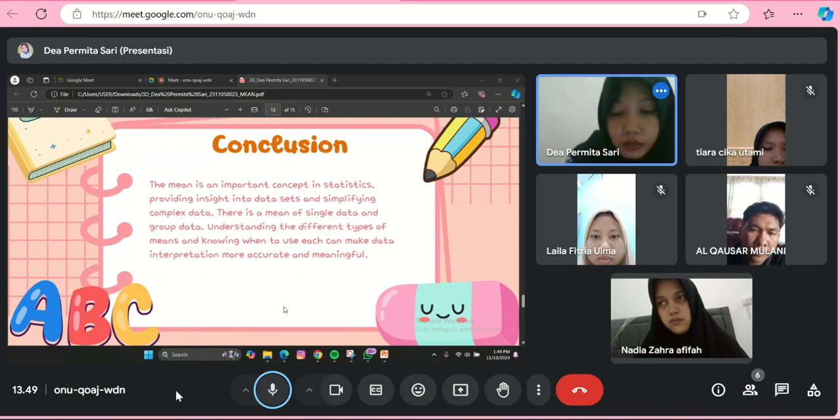As we wrap up, let's quickly review the main points we discussed today: definition of mean, types of mean, formula, and problem example. I hope this information has given you a clearer understanding of the mean and inspired some new ideas.